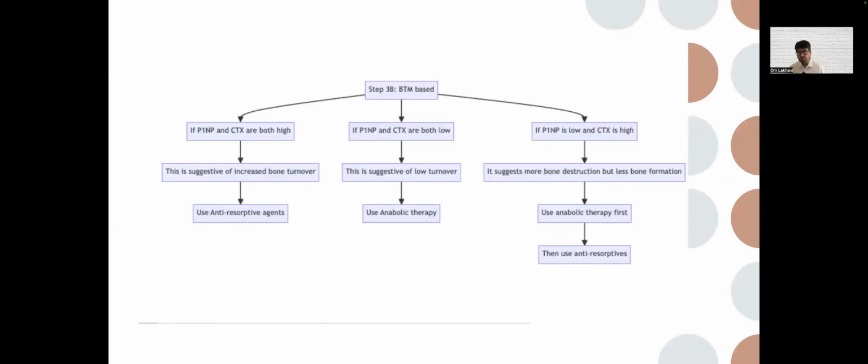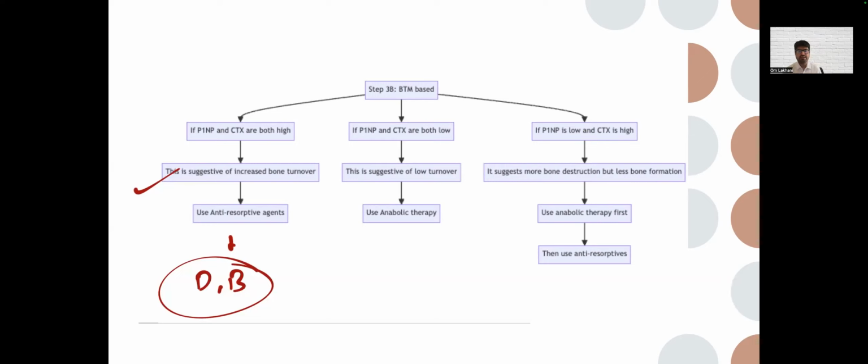Now, how do you do the assessment of treatment based on bone turnover markers? If both P1NP and CTX are high, that means the bone cycle is very fast, so you have high turnover bone disease. And when you have a high turnover, you need to give a drug which reduces the turnover. The best drugs to use are anti-resorptive agents. Remember, anti-resorptive agents are denosumab and bisphosphonates. So if you have a patient with both high P1NP and CTX, you need to consider an anti-resorptive agent like denosumab or a bisphosphonate. So that is how you do it.